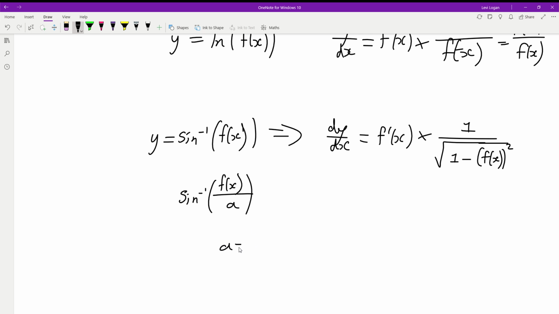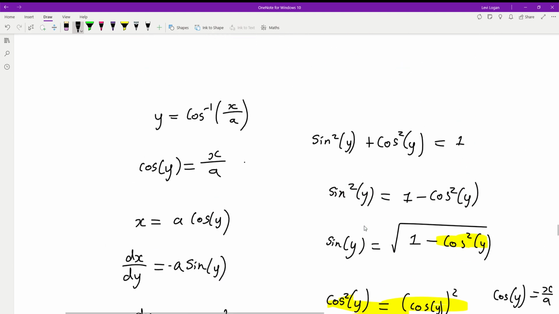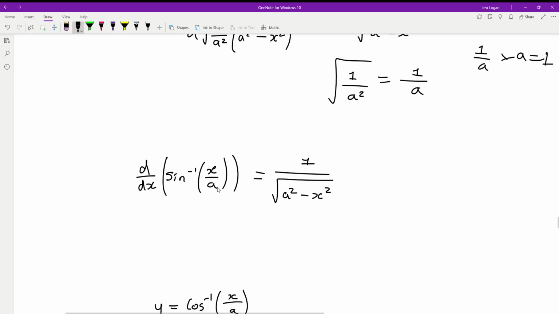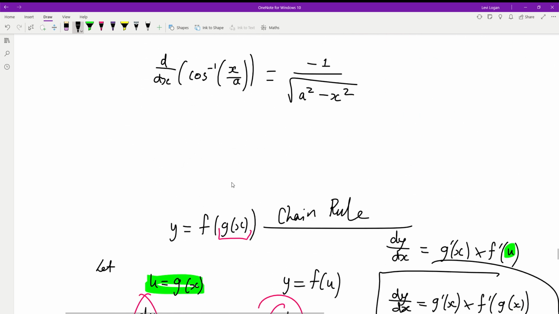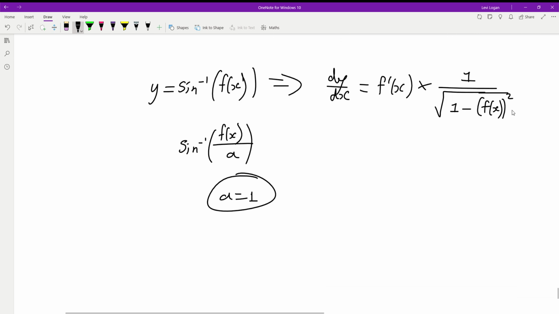But let's say a was 1 in this case here. So that would be squared, and the f of x would just go there. Very similar to our rule which we just proved up here, except we just let a equal 1 in this case, because we're accounting for that whole thing as a function. So if we put the whole function there, it accounts for it pretty much. Okay? And then the same thing with cos inverse.